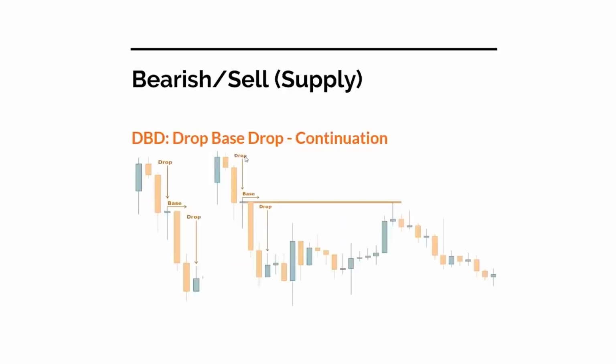Now we have a drop base drop continuation pattern. We have a drop, a base, a drop, same area of price over here: drop, a base, a drop. See this tiny little candle. Look how precise that is. I mean, that would have given you the best entry possible on this.